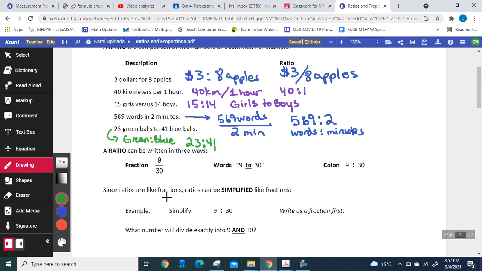So we can write our ratios as fractions, and I wrote a few fractions up here. We can write them as words, and I did that here. The colon is quite common.